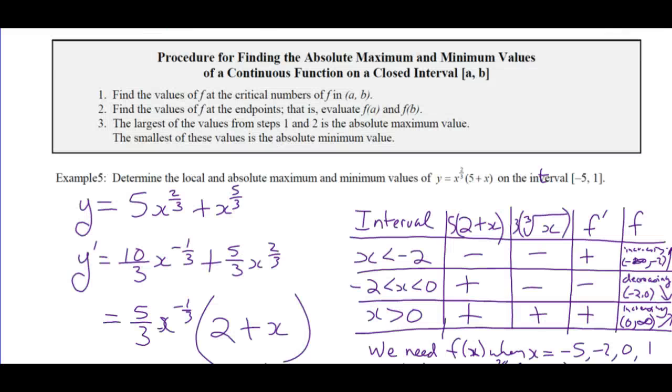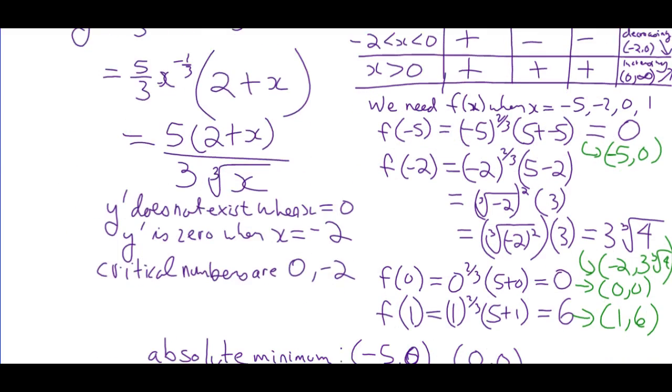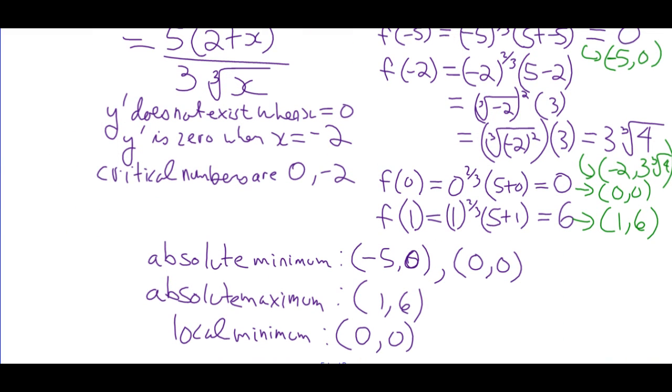Yay, that's it. Wait, the local maximum. Yeah, I got 1 point. Yeah, -2. So -2 and 3 times the cube root of 4. Yes, so that would be a local maximum, right? Three cube root of 4. Okay, there we go.